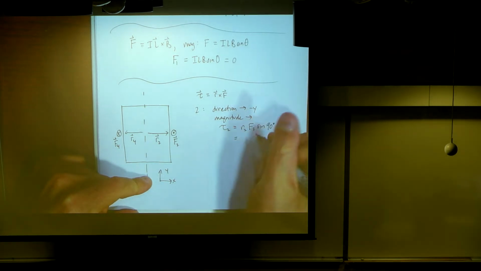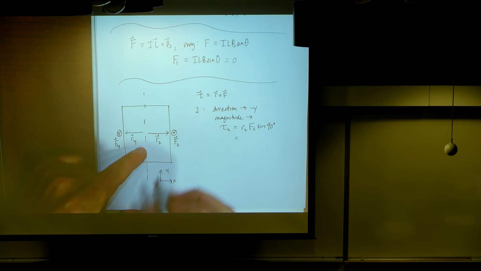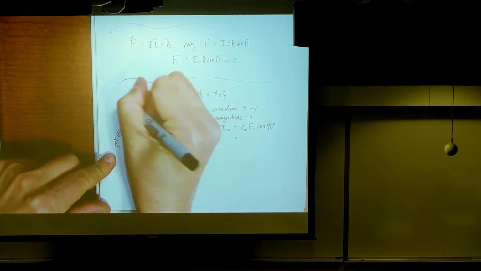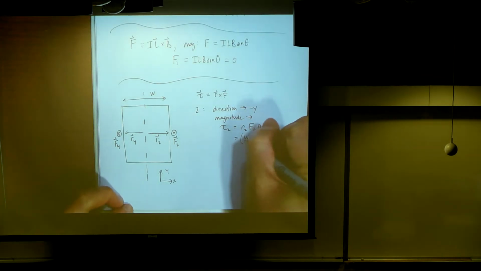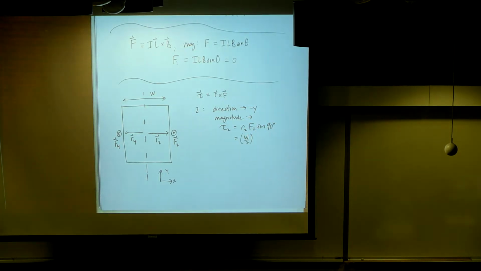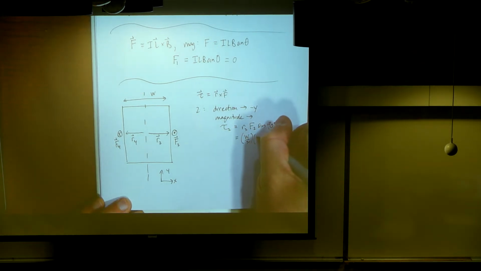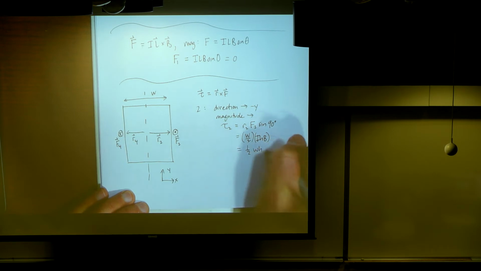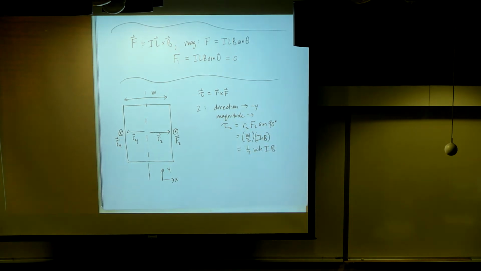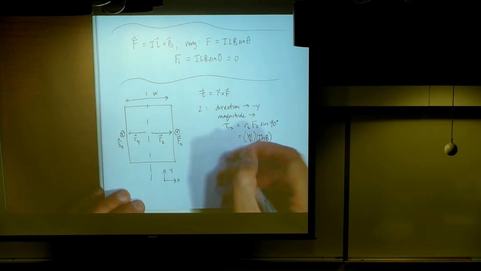So here, this distance R2, by the way, since we're calling the width across W, that would be W over 2, right? Make sense? All right. And then what did we say the force was? That was I times H times B, right? So overall, we have a half times W times H times I times B. Okay?